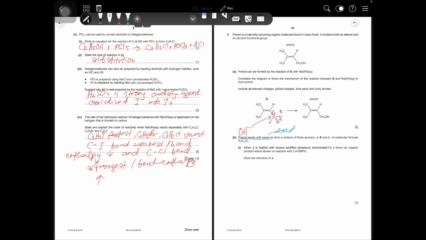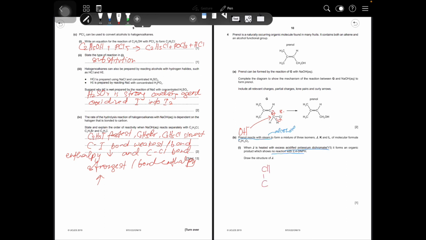A reaction with acidified potassium dichromate is another oxidation reaction. It shows no reaction with 2,4-DNPH, which means it is not a ketone and not an aldehyde. It means that J will undergo oxidation into a carboxylic acid. It also means that J is a primary alcohol. So we just need to draw the structure of J, which is an alcohol.